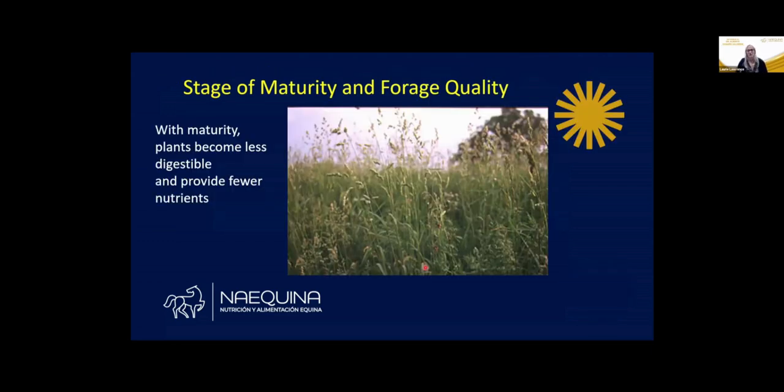So with maturity, this is an example of a mature grass plant where you can see that there are large seed heads. The plant is quite tall. It's got a lot of stem. And so this plant, when you harvest it, even when you cut it down here, it's going to be more stemmy. It's going to be higher in acid detergent fiber, and it's going to be less digestible and provide fewer nutrients to the horse.